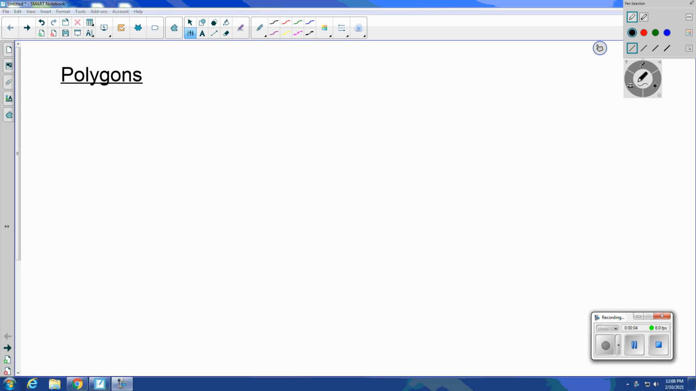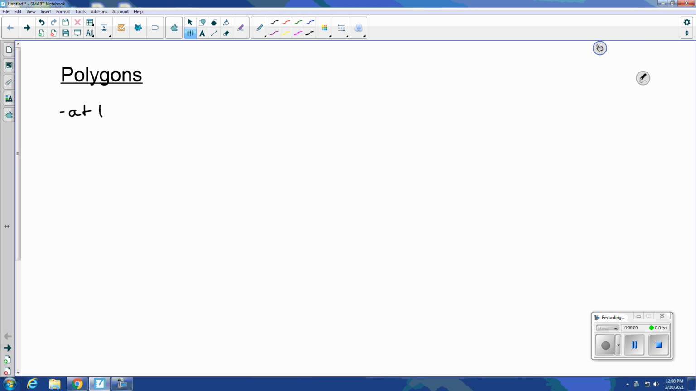Polygons. What makes a polygon? By definition, we're going to have at least 3 sides. And the reason we need at least 3 sides is because the polygons must be closed, meaning there's no gaps between our edges. Then the sides must be straight. And the only place these edges intersect are at the vertices of our angles.